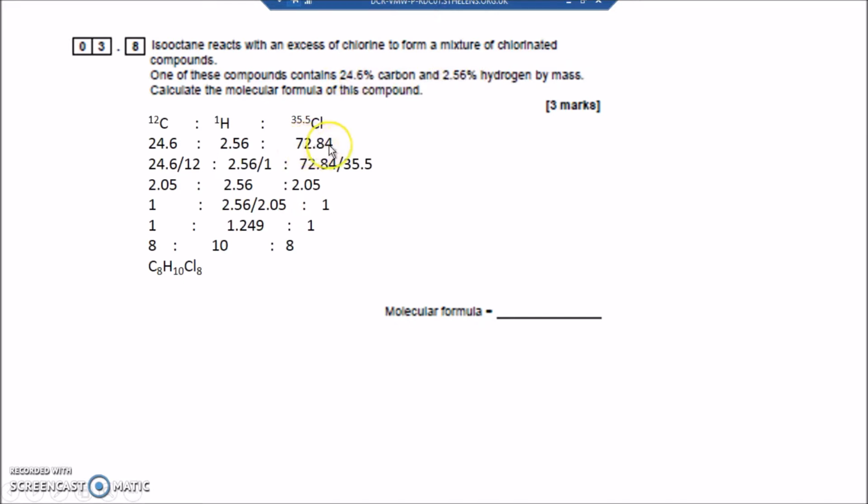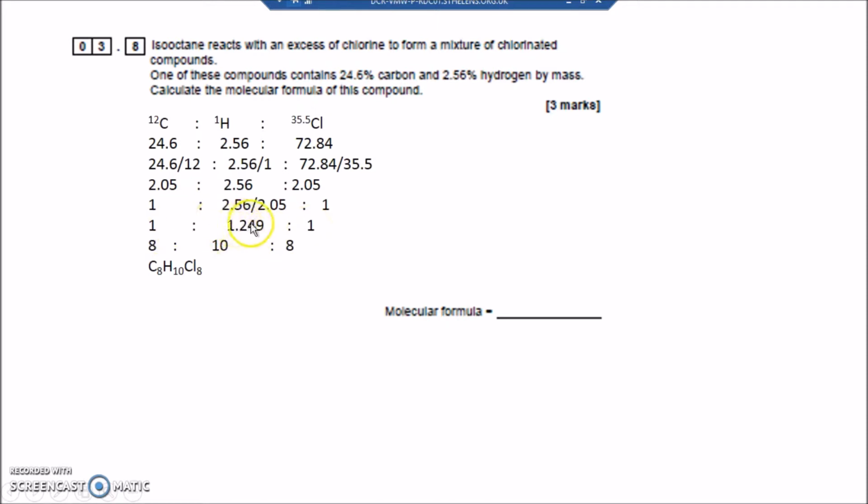I've got 72.84% chlorine in there. I divide by the relative atomic mass of each of them. So 24.6 divided by 12, 2.56 divided by 1, and 72.84 divided by 35.5 gives me the ratio of the number of atoms, 2.05 to 2.56 to 2.05. I divide by the smallest, so I divide by 2.05. That's always the way that I solve this. So it's 1 to 2.56 divided by 2.05 to 1, 1 to 1.249 to 1.